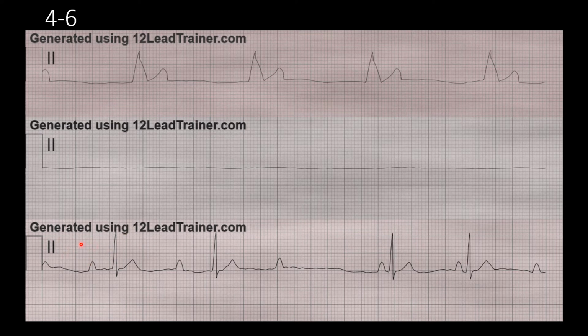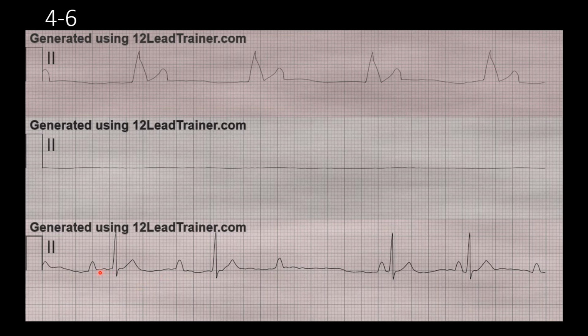Now this one down here is irregular, and we have a rate of about 40. And we do have P waves, but we have some extra ones, as you can see. Well, just one extra, I guess, so we can see for certain here. But no missing ones. And they all do appear to be monomorphic, or coming from the same area. And they appear to be fairly sinus in nature to me.